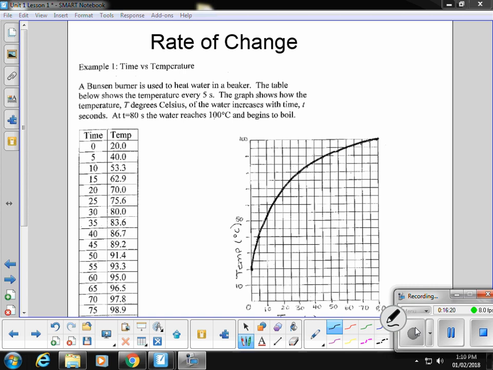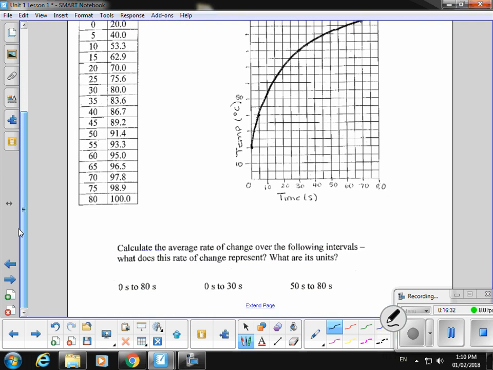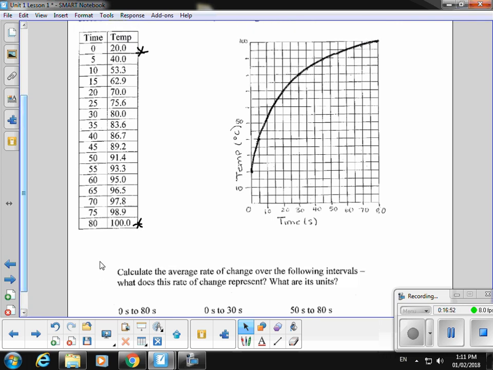But our rate of change for this thing, it's a Bunsen burner and we're heating water in a beaker. And we're showing how the temperature goes up every 5 seconds, and we have a graph. We are asking you to calculate the average rate of change over the following intervals. So from 0 to 80 seconds, so I'm looking at the whole shebang, what is that average rate of change? So to draw it as a diagram, I am looking for that secant between the first point and the last point. I'm looking for the rate of change from beginning to the end.